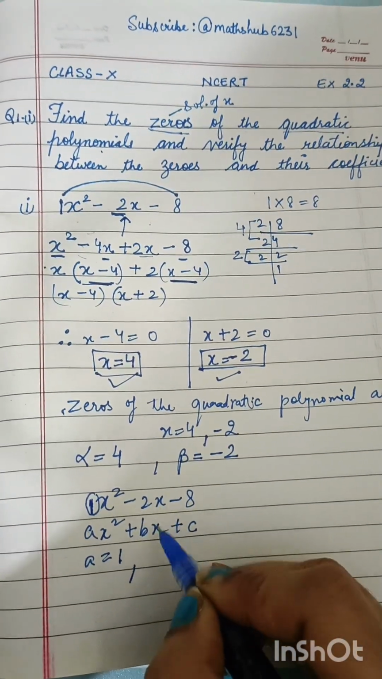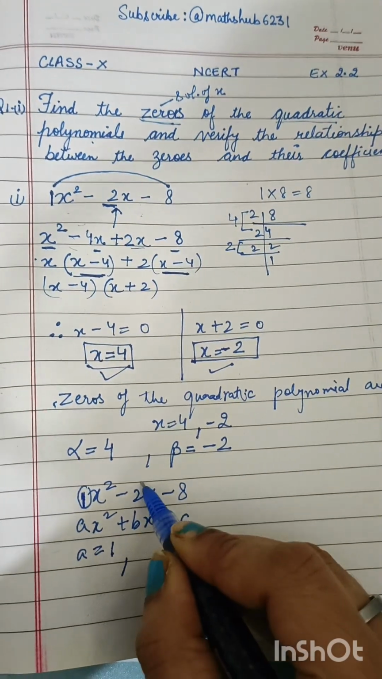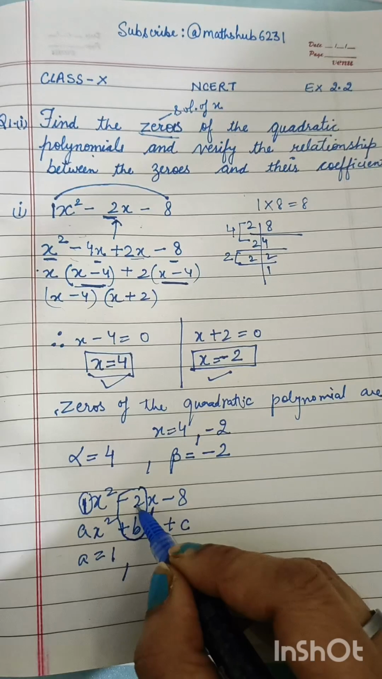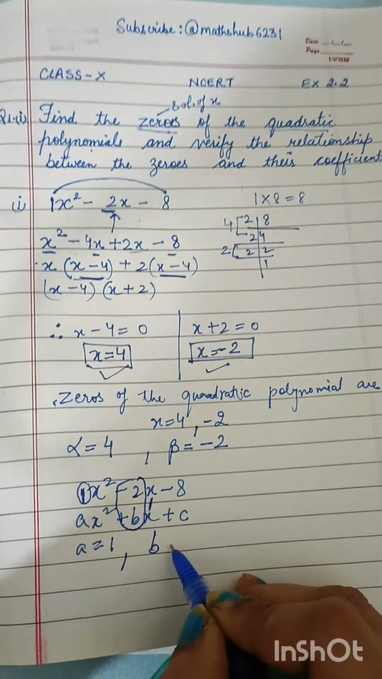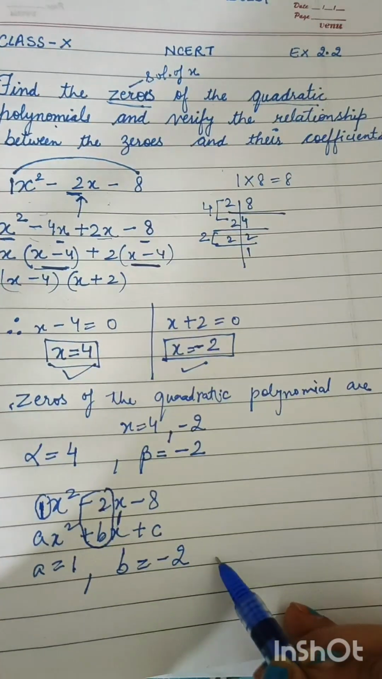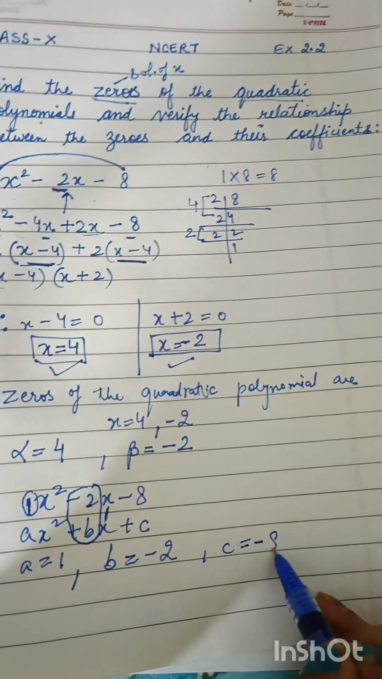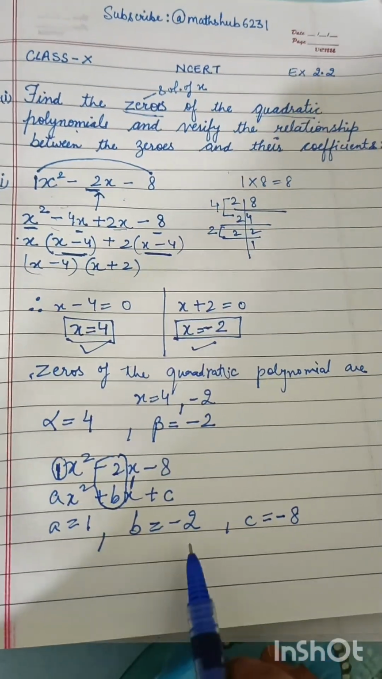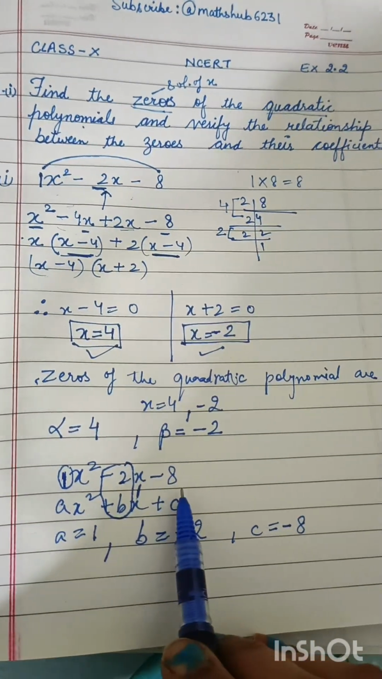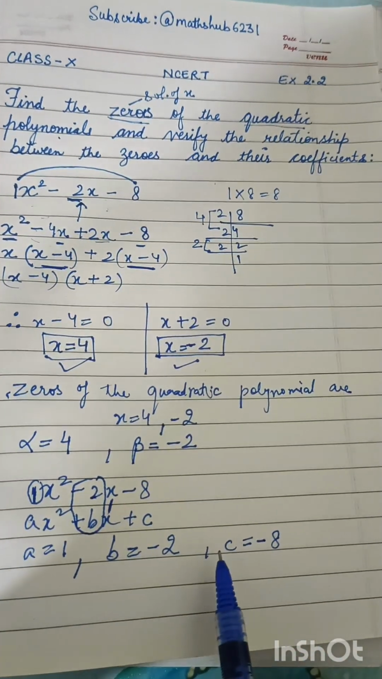Here b, if you compare x and x, the coefficient of x is b, and here it is minus 2. So the b value is minus 2. Now the constant will be c, which is equal to minus 8. So here we have the values for a, b and c, which we have obtained from the quadratic polynomial. Now we will verify our answer.